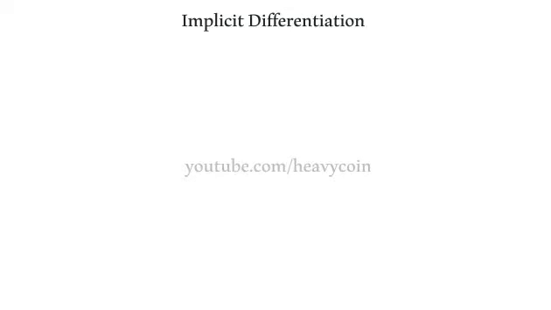In this section, we're going to be talking about implicit differentiation, and of course I'm just going to be working out some examples. So let's get started. And of course we'll start with something simple like x squared plus y squared is equal to 10.